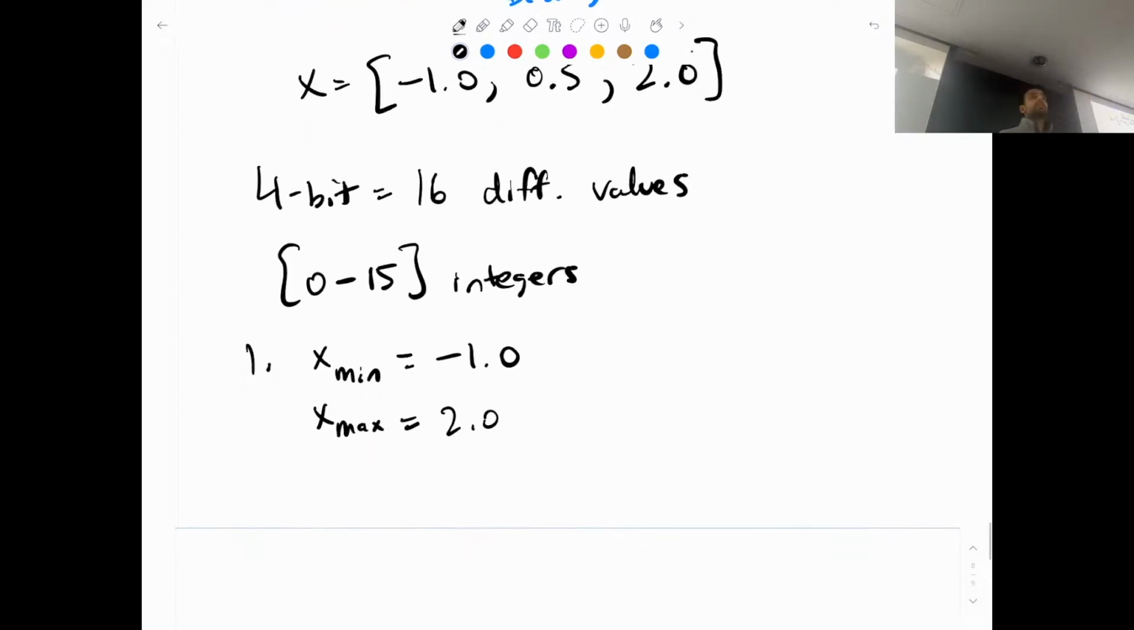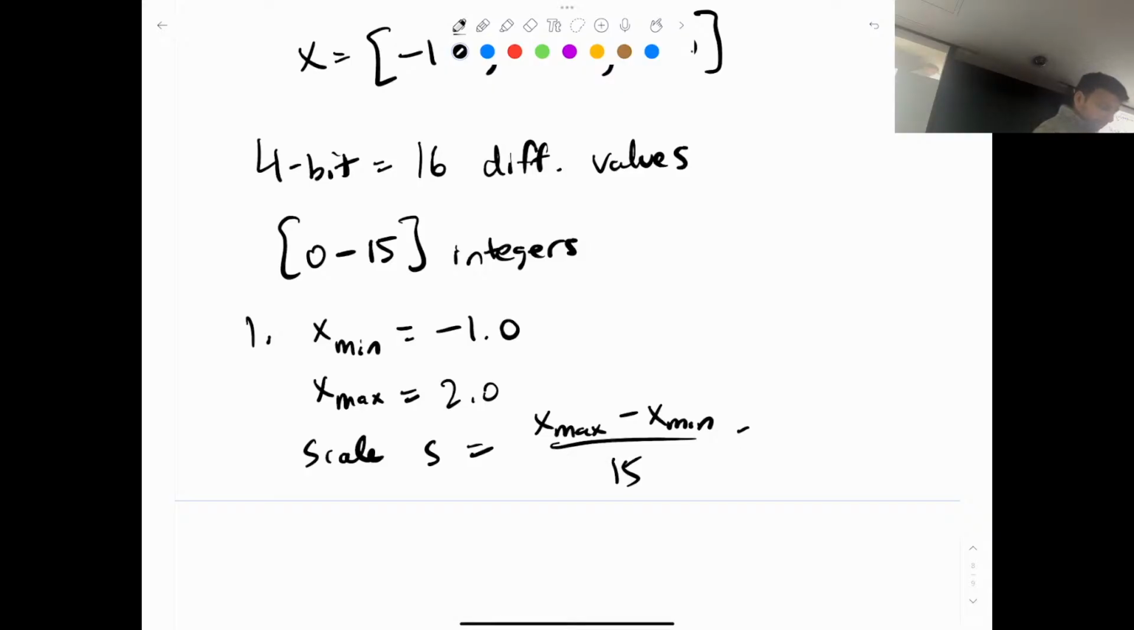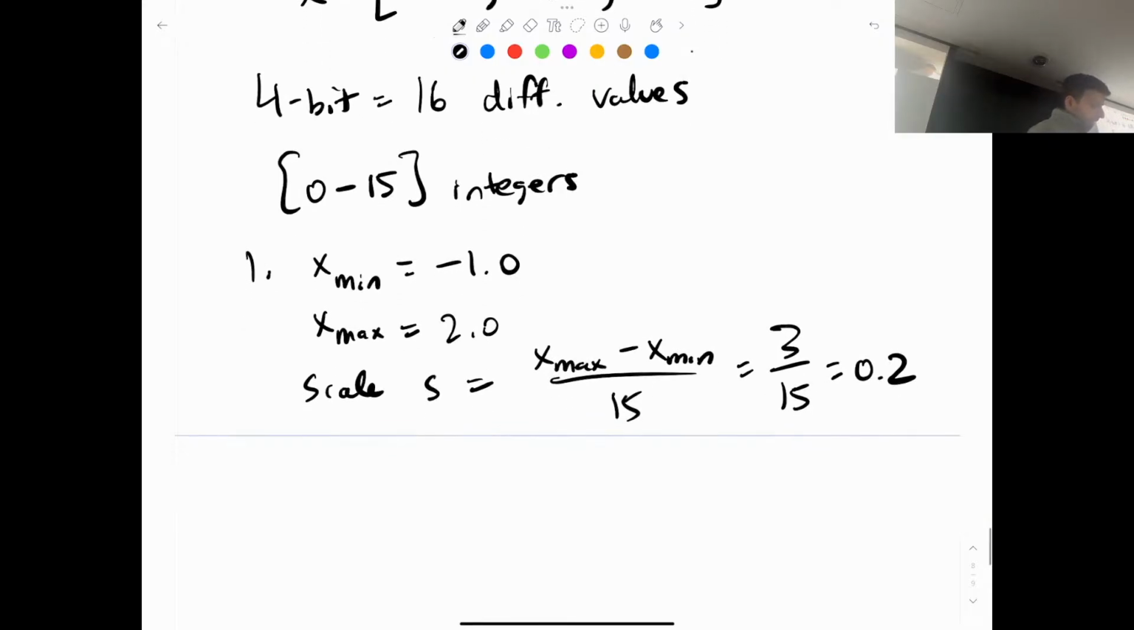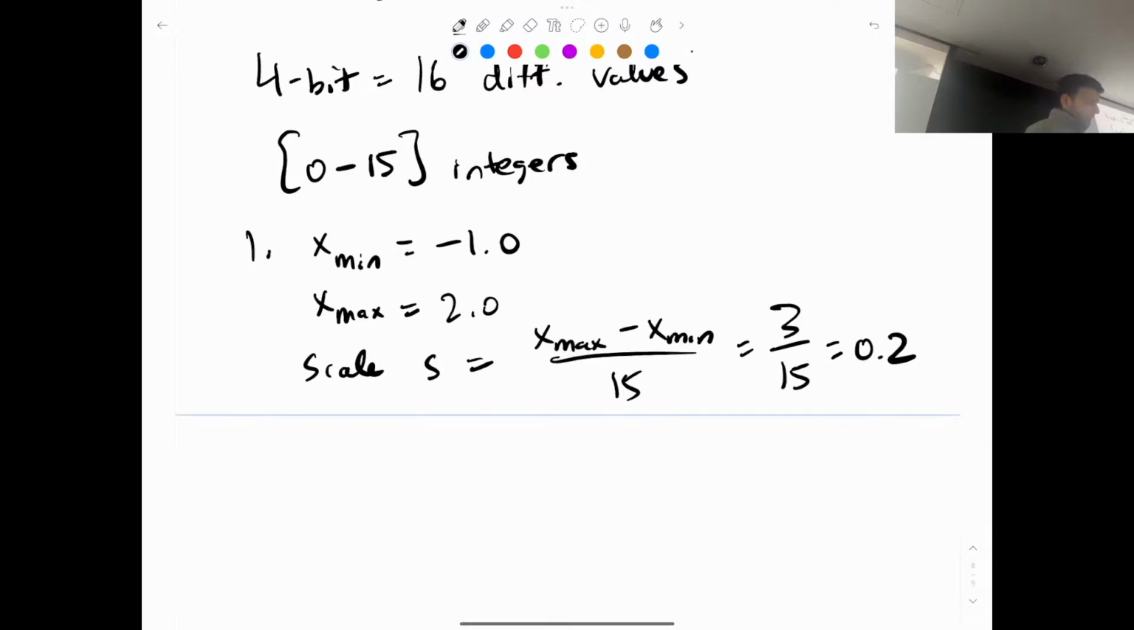And so now we can use the min and max to determine a scaling factor so that we use all of the integers in our acceptable range. So here we can just make a simple scaling factor, which is the max minus the min over the number of bins we have. So maybe you can divide this by 15. So we get 3 over 15 equals 0.2. So I guess this should be like number of bins minus 1. And so this means that every time we increase by 0.2, we will assign a number to a different integer.